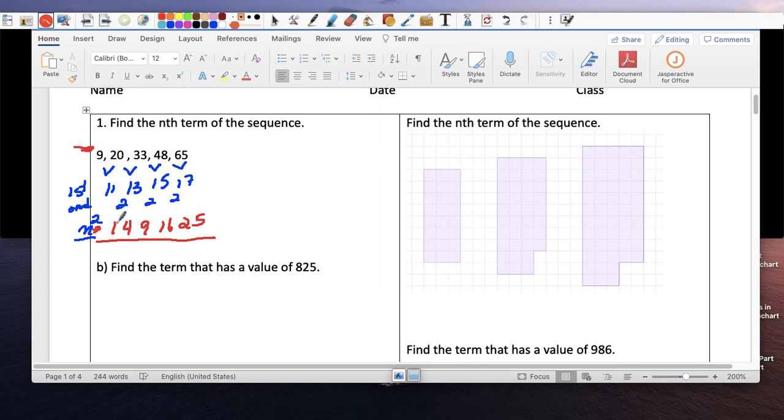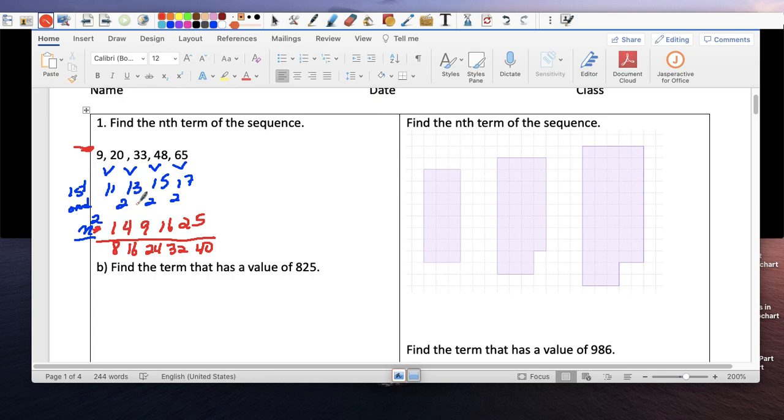So 9 minus 1 is 8. 20 minus 4 is 16. 33 minus 9 is 24. 48 minus 16 is 32. 65 minus 25 is 40.